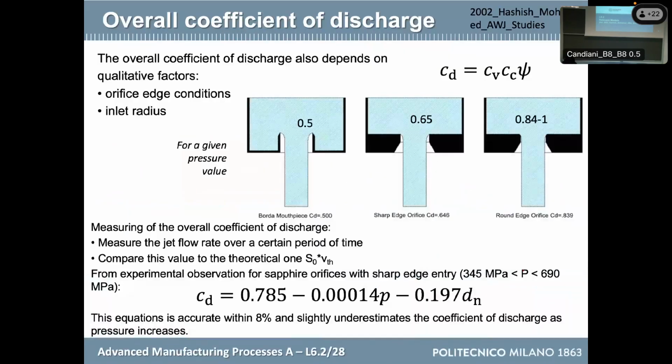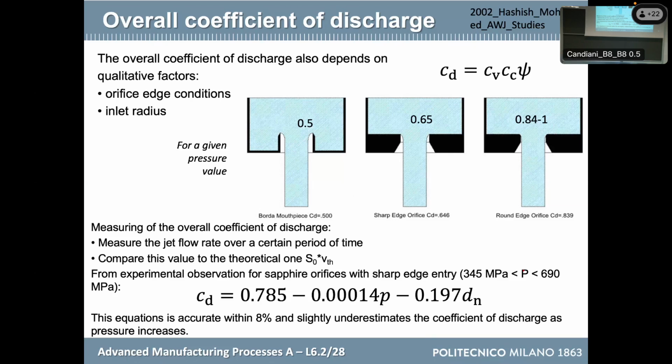Now, let's see some relevant models that can be useful for completing the physical description of a water jet. The first one is an empirical model that tells us the value of CD depending on the pressure and depending on the diameter of the orifice. It is an empirical one, so we don't have to discuss it so much because it comes from experiments, but I'm using the graphical representation for showing you how the CD can vary.